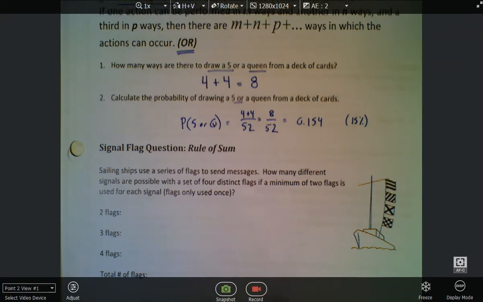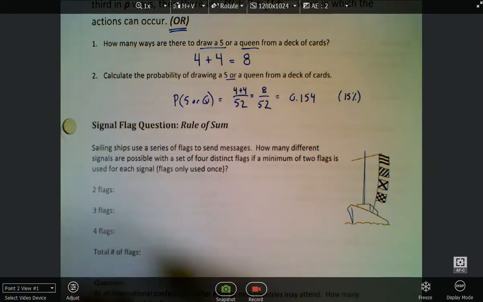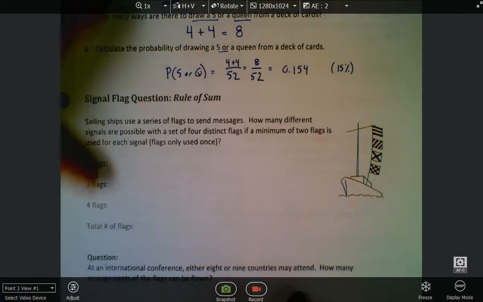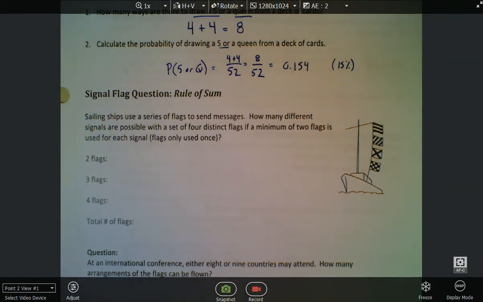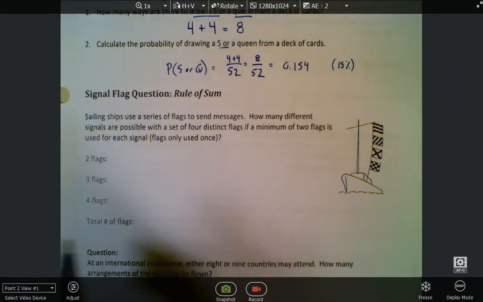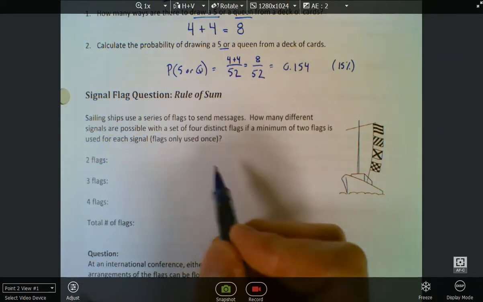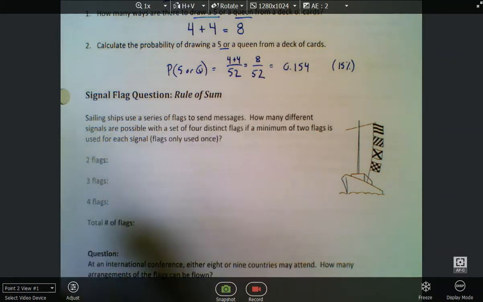Okay, so let's look at a signal flag question. This is a standard type of question that people pose when they're doing these types of problems using the rule of sum. So sailing ships and ships in the past used to use flags, quite an intricate array of flags, in fact, for figuring out how to send messages.